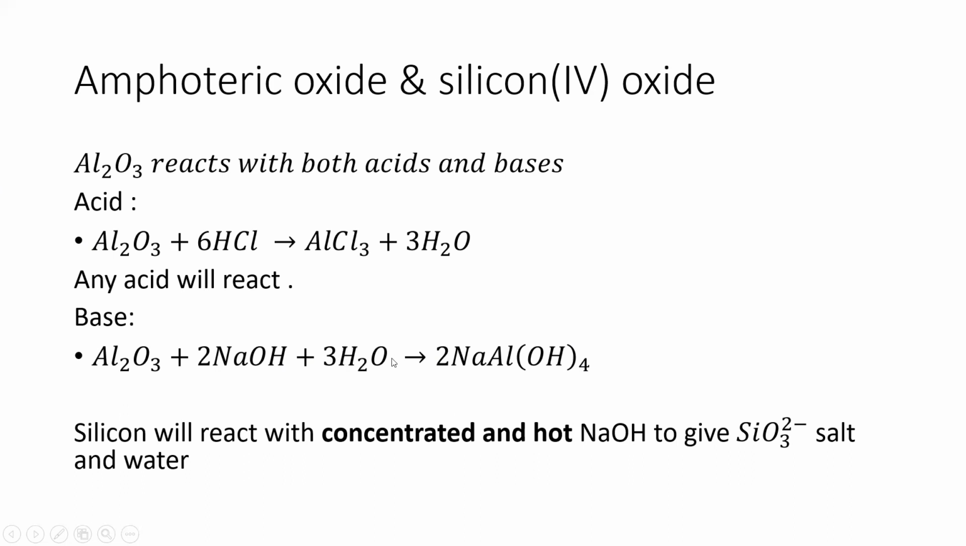Okay, silicon oxide is a non-metal oxide. It has acidic properties, but because it's a giant covalent structure, it is rather unreactive. However, with concentrated and hot NaOH, it will give SiO3 2- salt and water. This could be Na2SiO3 and water, but it just depends on what the base is. In this case, it's NaOH, and it's supposed to be silicon oxide.